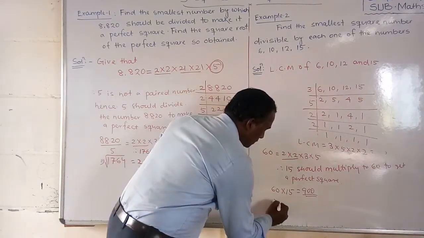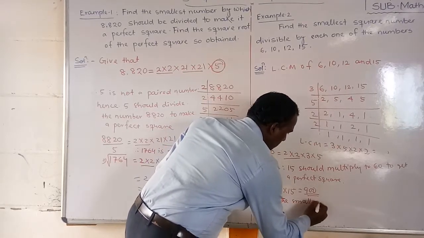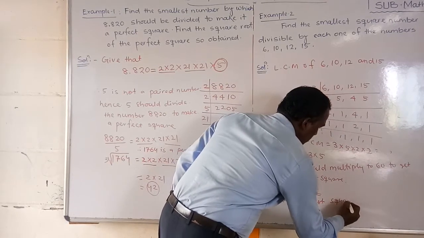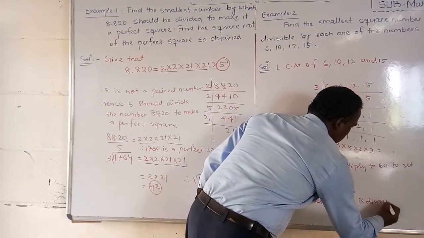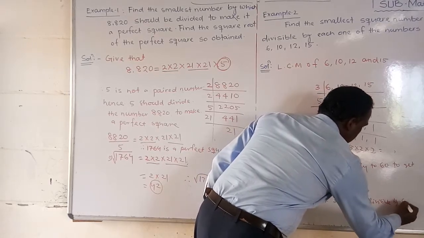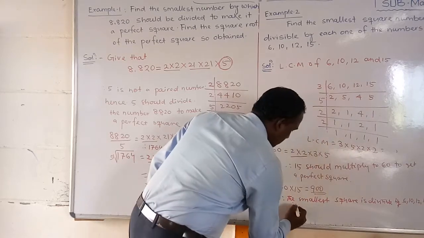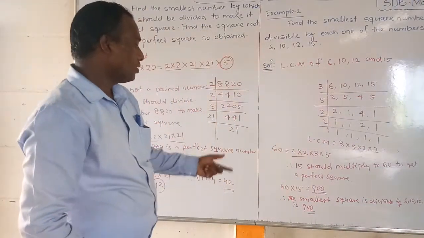Hence the smallest square number divisible by 6, 10, 12 and 15 is 900. Okay, friends.